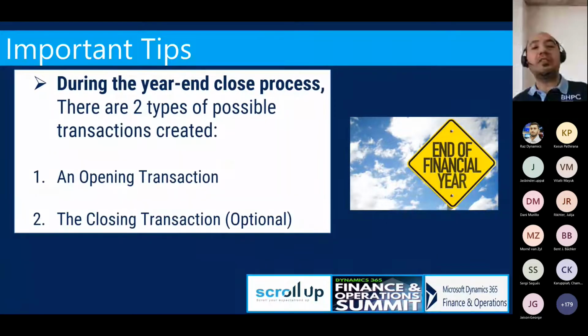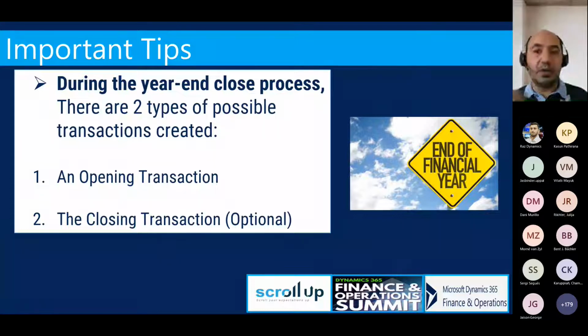During the year-end close process, there are two types of possible transactions created. There is an opening transaction, an opening for the new fiscal year, and this is why it's very important to have the new year open and created. The opening transaction is always generated, and it is used to create the opening balances in the new fiscal year. So this is the purpose of it.